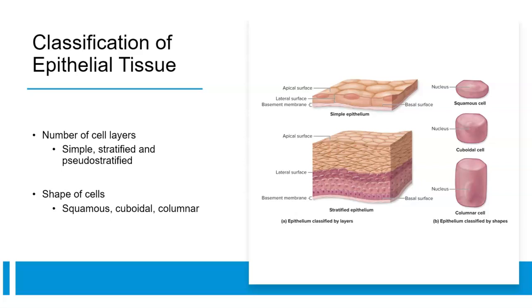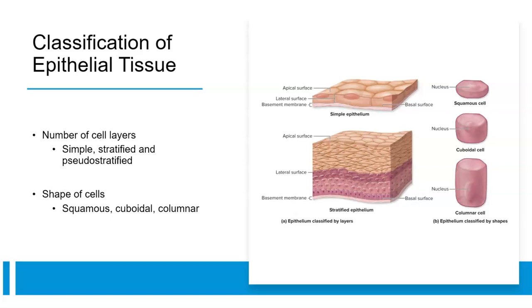Their nucleus is usually pretty round and fat within there as well. And then the columnar cells, well, they're like columns. They're rectangular for the most part. Again, they're not going to be perfect rectangles, but they're going to be very slender and taller than they are wide.